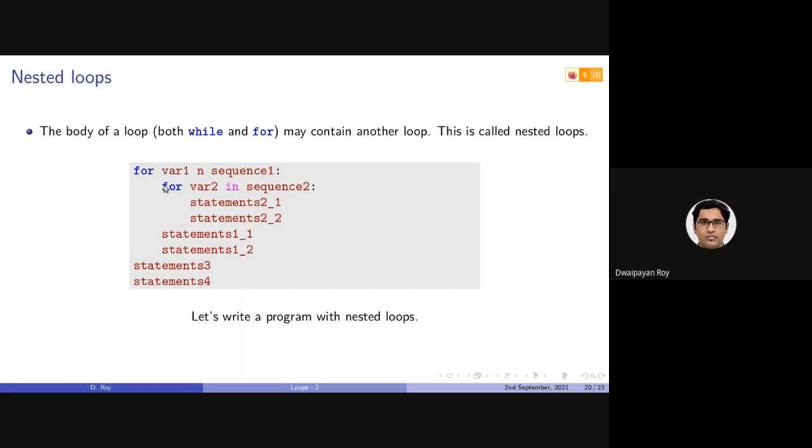So basically, this inner for loop will be running for each value of this sequence. So in case there are two sequences, all the values of the inside sequence will be getting executed for each value of the first sequence. So let's write a program using nested loop.